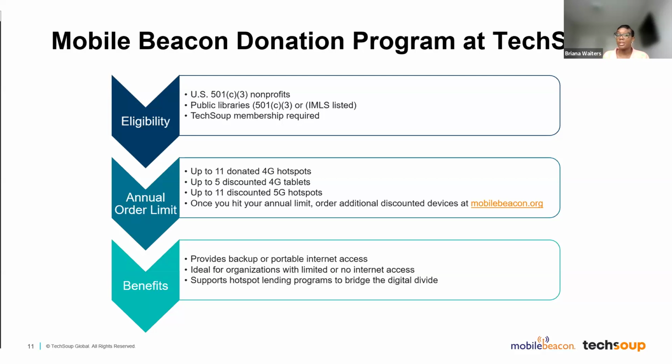Then of course you have the benefits of our program. You're able to provide backup or portable internet access. So if services at your library go down, you're able to use the hotspots to connect with staff, or if you have computer programs that you typically run at your library, you can use the hotspots to continue services. Our hotspots are also ideal for organizations with limited or no internet access. If you're in a very rural area or a very congested area where you don't get the best service, the hotspots allow for better service directly to all of your devices.